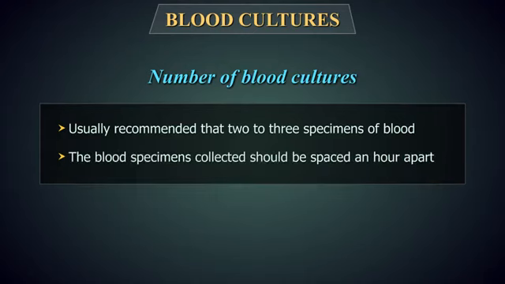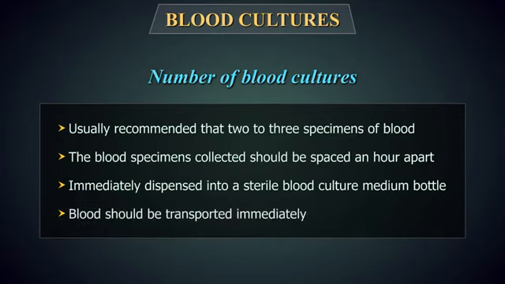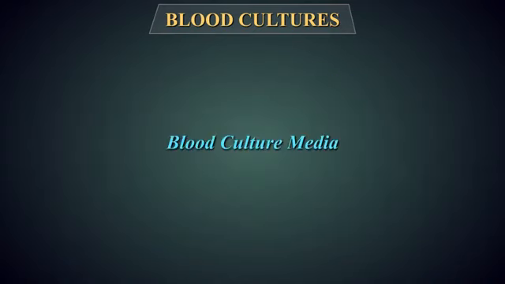The blood specimens collected should be spaced an hour apart from separate venipuncture sites using separate needles and syringes. It should be immediately dispensed into a sterile blood culture medium bottle, which can be obtained from the microbiology laboratory. The blood should be transported immediately to the laboratory, where it can be placed in the incubator or an automated blood culture instrument.